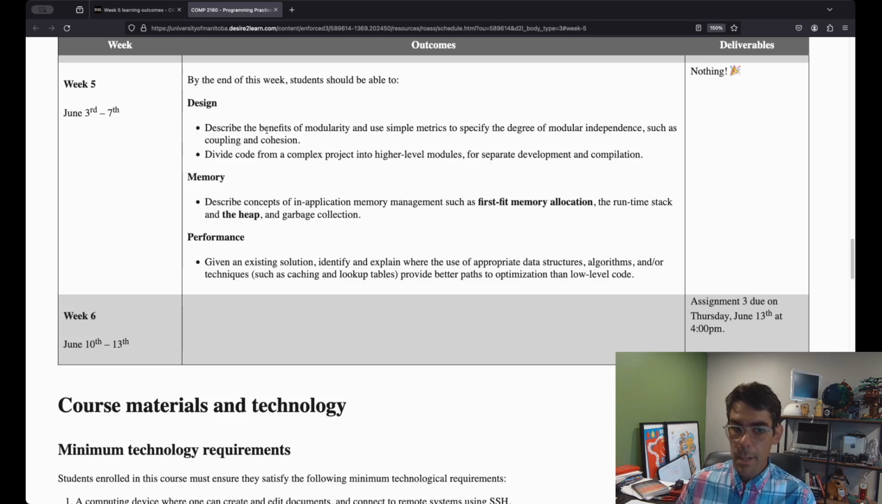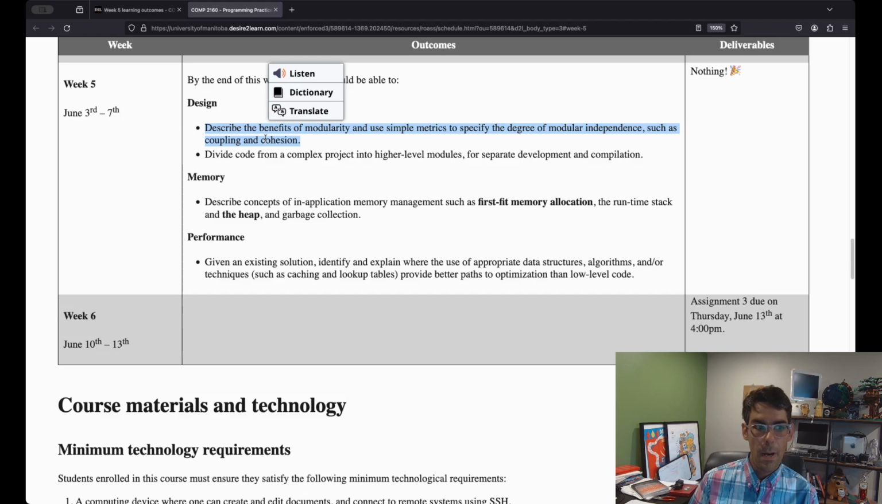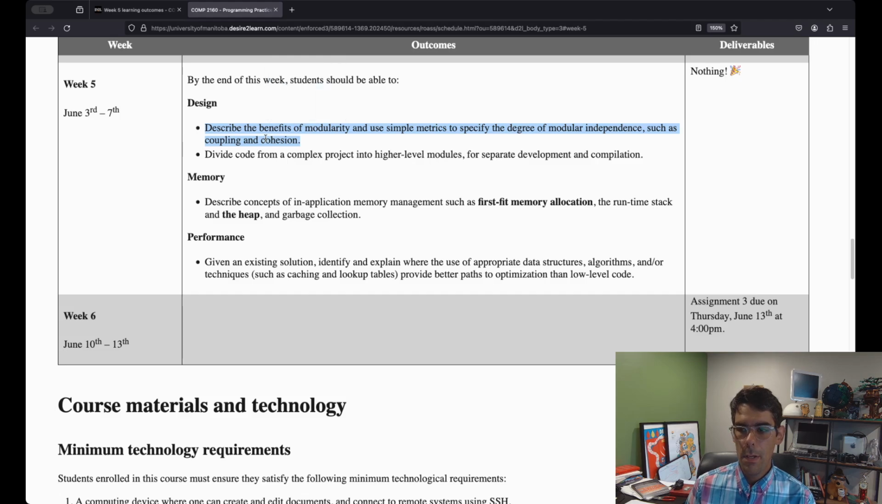These learning outcomes, this one specifically, describe the benefits of modularity and use simple metrics to specify the degree of modular independence. You can expect to see a question kind of related to this on the final exam. I showed you some really abstract pictures in class and then asked you to try and measure the coupling and cohesion for each of these. So remember, we're thinking about high or low cohesion and high or tight coupling and low or loose coupling.